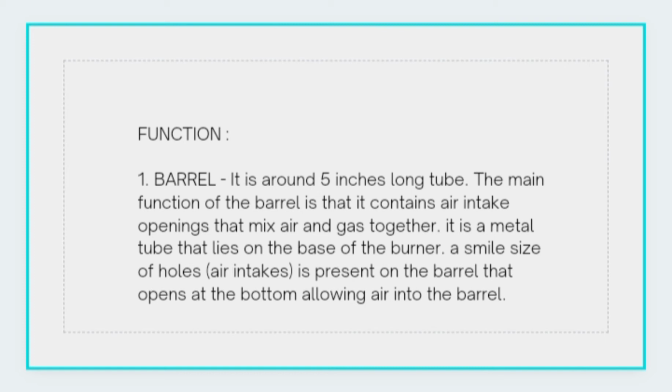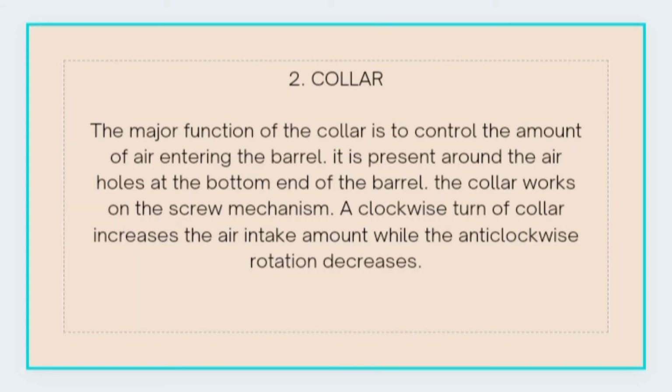It is a metal tube that lies on the base of the burner. Small holes, the air intake, are present on the barrel at the bottom, allowing air into the barrel. Second is the collar. The major function of the collar is to control the amount of air entering the barrel.